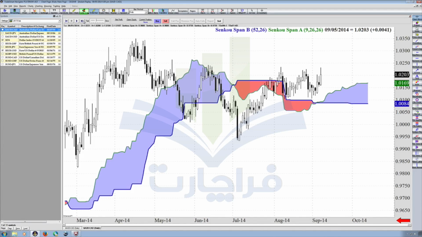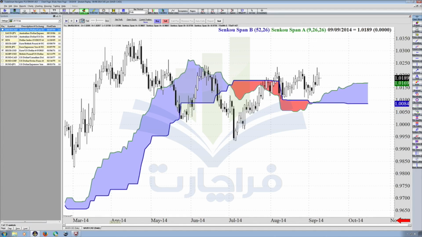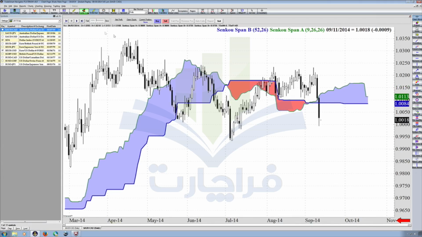Clouds starting to fatten up, indicating that we may be having even more consolidation. You see that? Boom, there's a big break. All right, now we're back below the clouds. And I think this was actually a good signal. We didn't actually get a big breakout. Instead, we're just moving sideways.